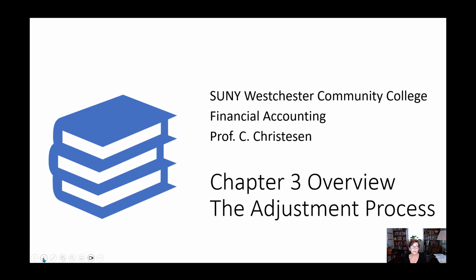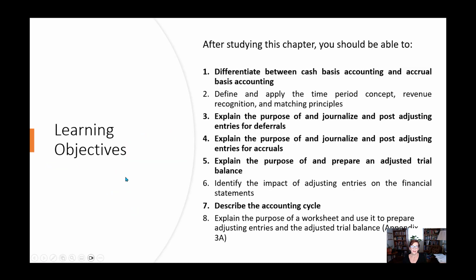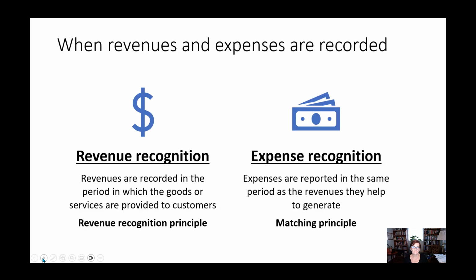Now we're going to continue the process and see what happens at the end of the period. So here are your learning objectives for this chapter. The ones that are bold are the ones that we're going to be talking about in this video. So we're going to look at the difference between cash basis and accrual basis accounting. We're going to talk about adjusting entries for deferrals and accruals. We're going to learn how to prepare an adjusted trial balance, which really is not different from the trial balance that you saw before. It's the same process. And then we'll take a look at where we are in the accounting cycle.